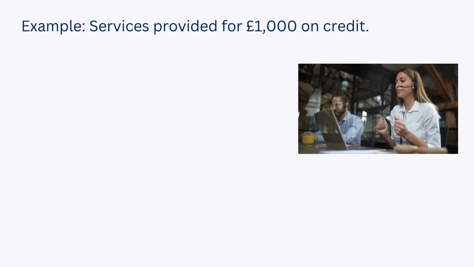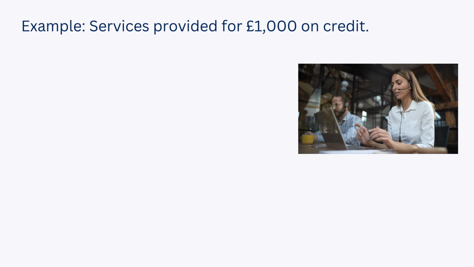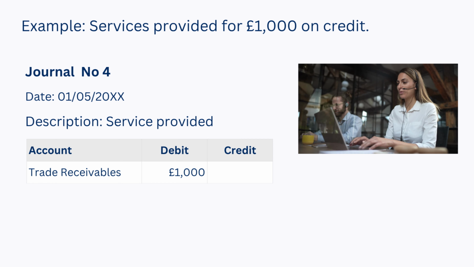Now let's look at an example involving revenue. The business provides services on credit and bills its customer £1,000. We now have trade receivables increasing and revenue increasing. Our journal entry is debit trade receivables 1,000 and credit revenue. Revenue is always credited when it is earned, whether cash is received immediately or later.